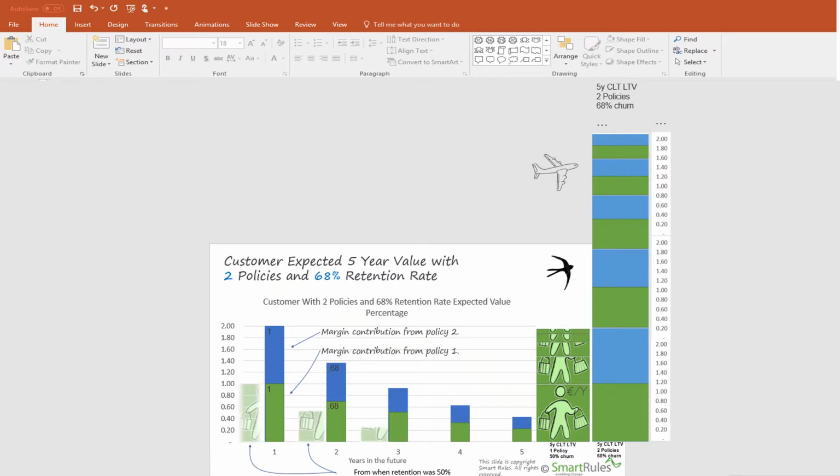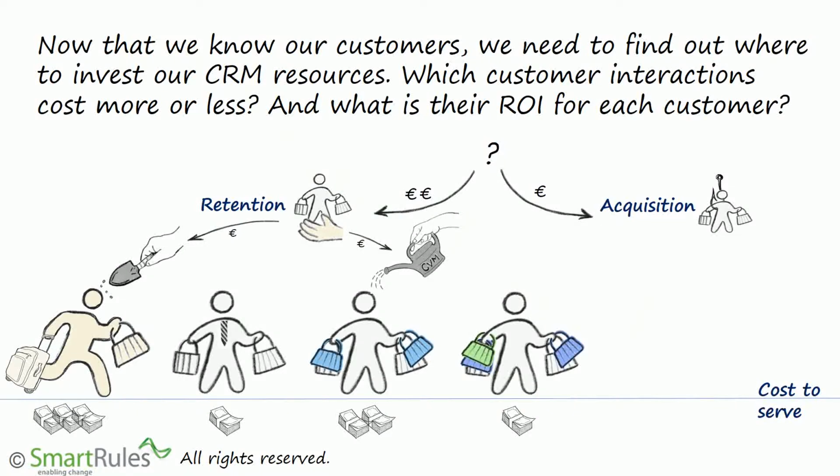We have to open the slide to show how many times more value is provided by this simple sale. It's much more than 3 times the previous customer value, and at the 5th year, the segment or bars are still not close to 0. Now that we know our customers, we need to find out where to invest our CRM resources, which customer interactions cost more or less, and what is their ROI for each customer.